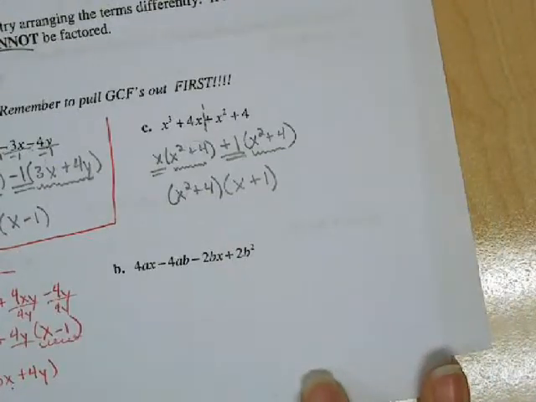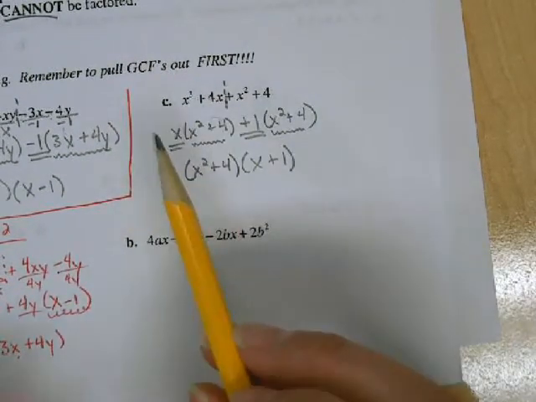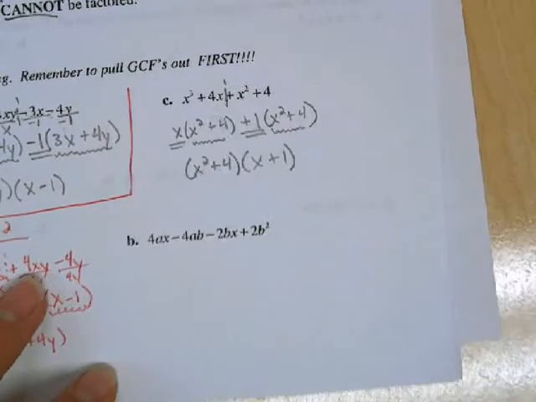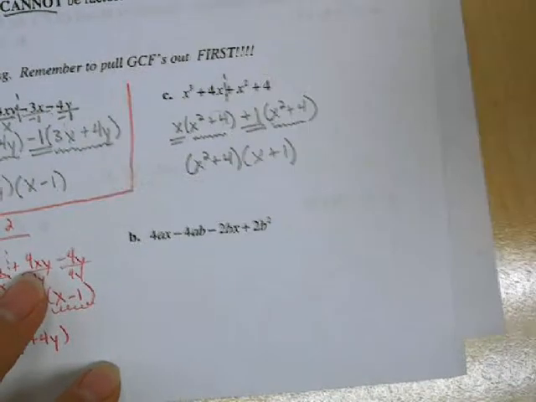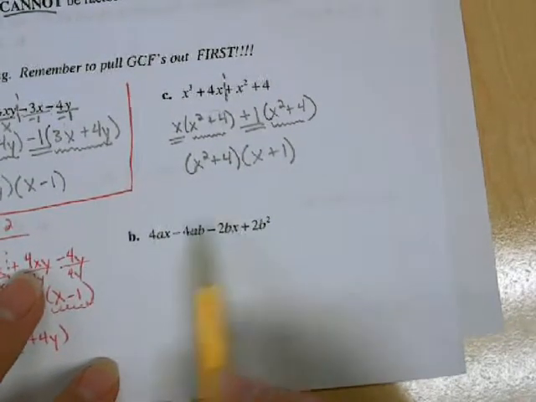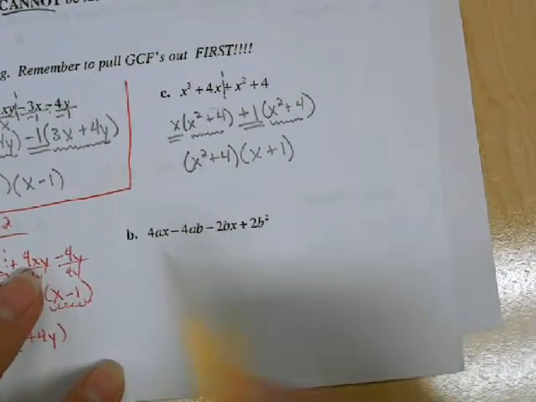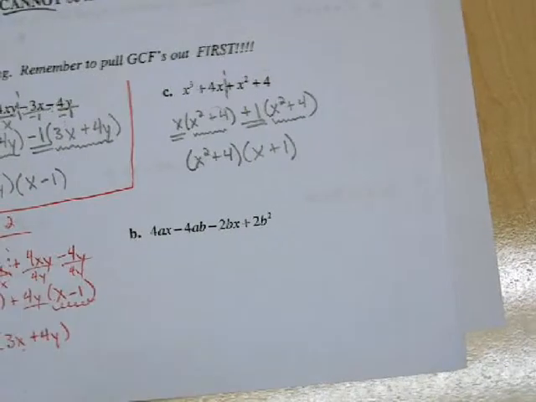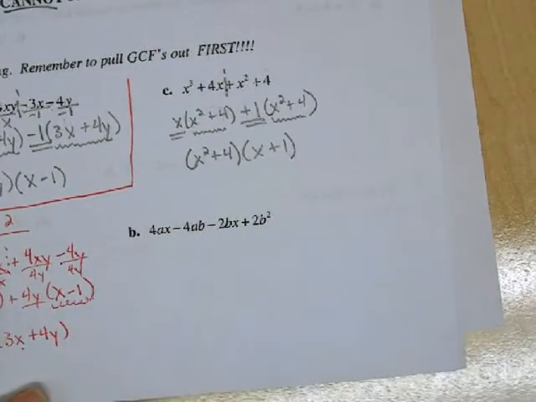Now, B. If you look right there at the top, and you can see it on the screen here, remember to pull out the GCFs first. So we're going back to that very first step. Within these, we have to look and see if we have a GCF. This one's kind of obvious. I have a 4, a 4, a 2, and a 2, which means I have a 2 that is common to all 4 terms. We're talking about all the way across.